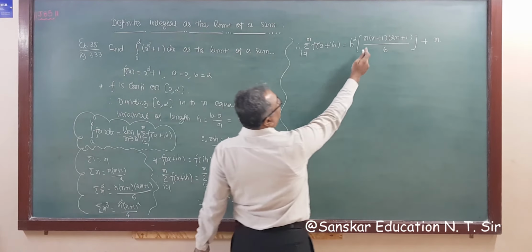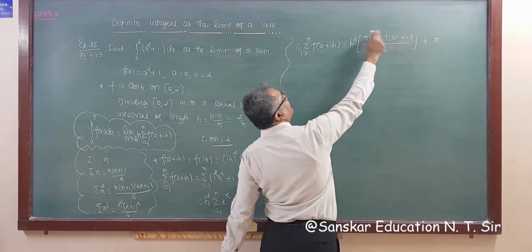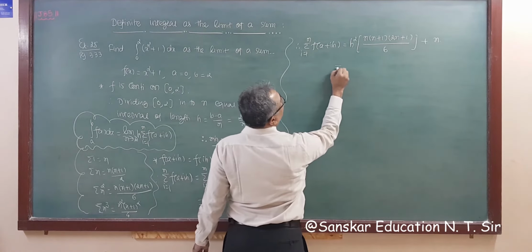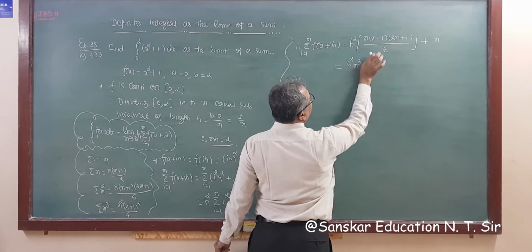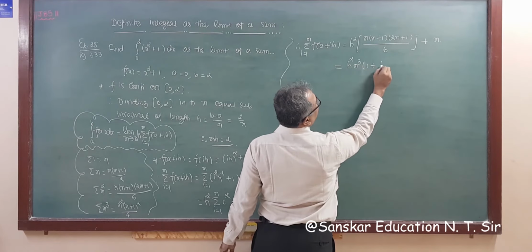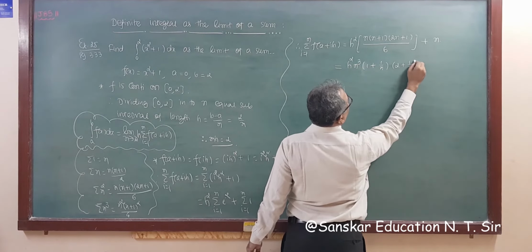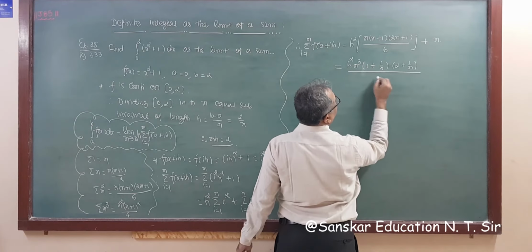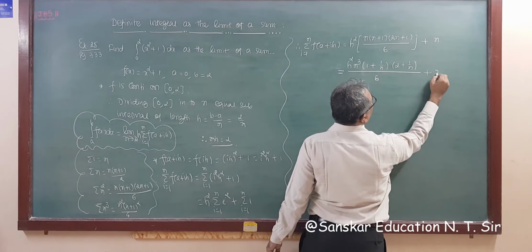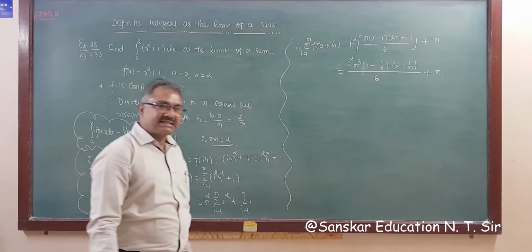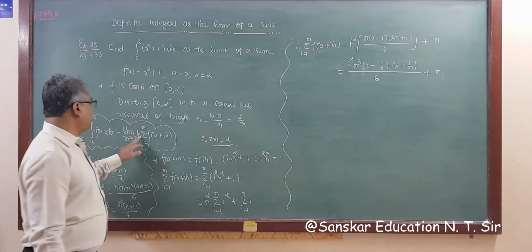So now taking n common from this bracket, this becomes n square. Taking n common from this bracket, it becomes n cube. So what we get is h square n cube, right? Into 1 plus 1 upon n, into 2 plus 1 upon n, divided by 6, and this n is as it is. Now according to the definition we have to multiply by h, right?